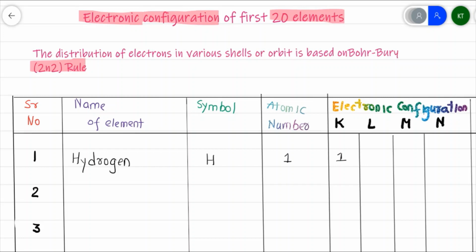The second element of the periodic table is helium, symbol He, atomic number 2, so the maximum number of electrons which can be filled in the first shell, that is 2. Then the third element is lithium, symbol Li, atomic number 3. In the first shell I'll put 2 electrons because that's the maximum capacity. The third electron will go in the next energy level, that is the L shell.